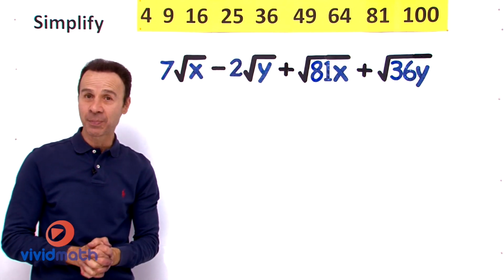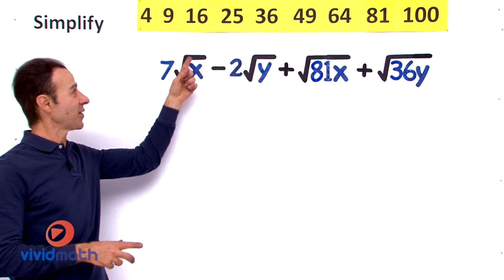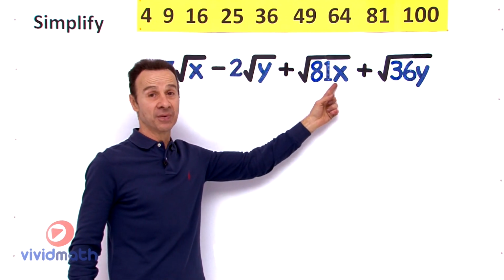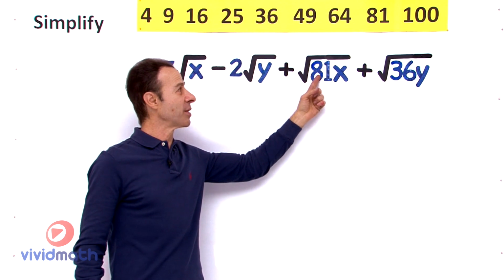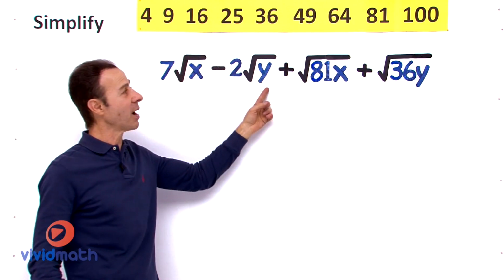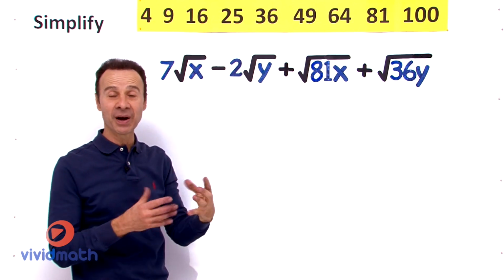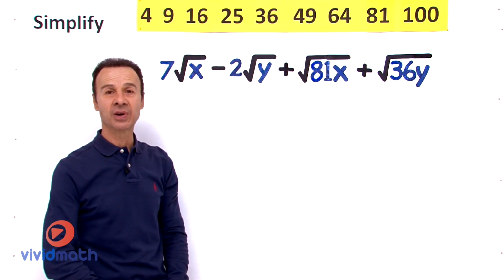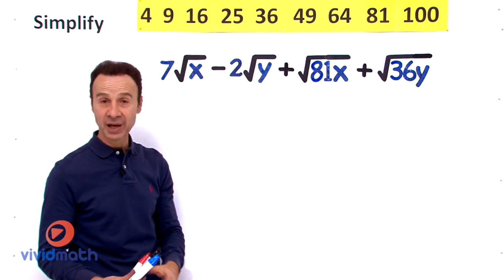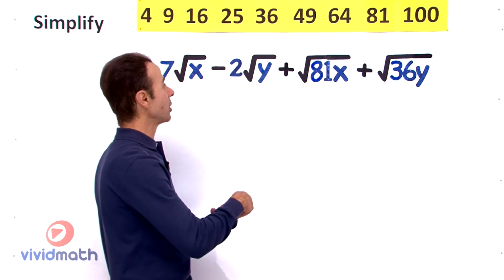Now, in order for that to happen, first we need to ensure what's under the house is the same. We've got an x here that can only add with another x variable, but unfortunately we have an 81 there, which makes it a little different. And the y here, 36y, is a little different to y. So what we're going to do is simplify what's under the house in order for us to best add and subtract the like terms, or the like surds. So let's have a look at how we're going to simplify.